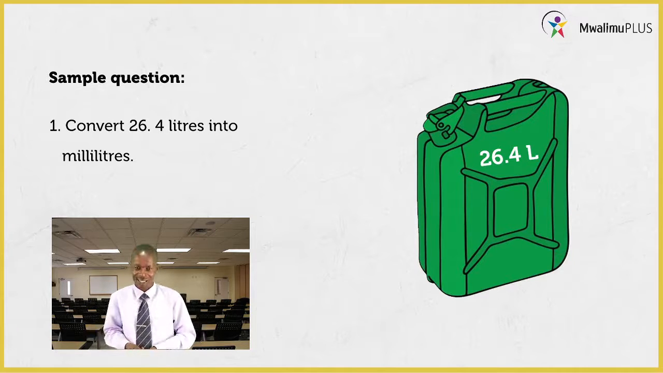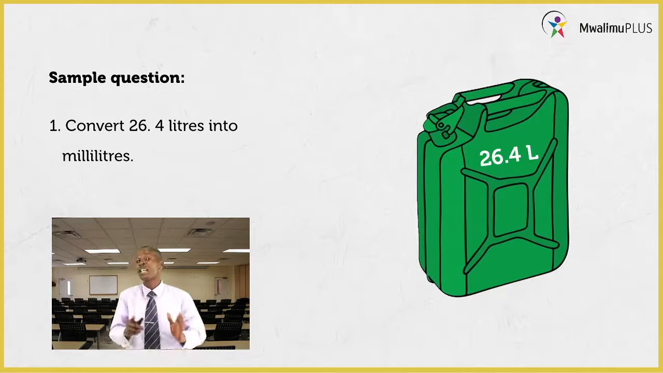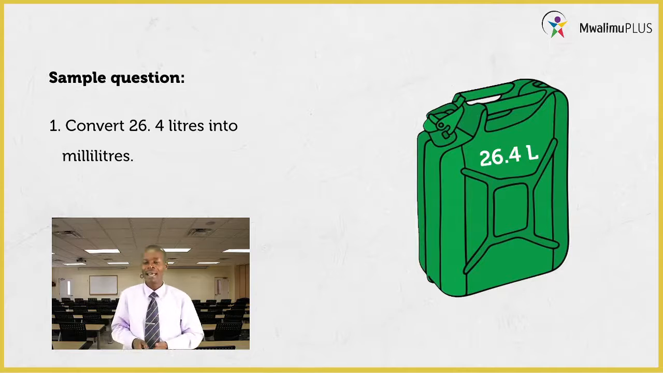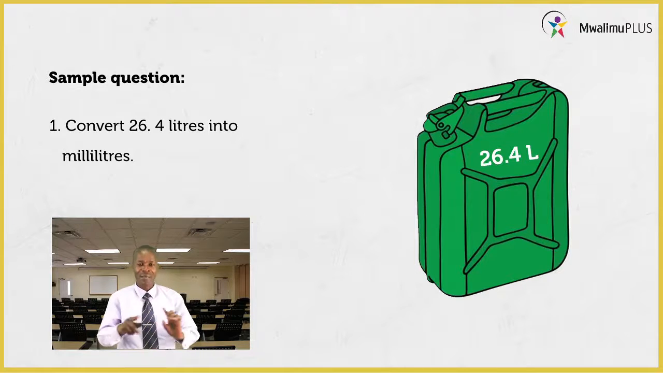Convert 26.4 liters into milliliters. Remember, I have already shown you the relationship between milliliters and liters. And you know now how they relate, that 1 liter is equivalent to 1,000 ml. So this container actually carries 26.4 liters. Can we convert that into milliliters only? Here we go.